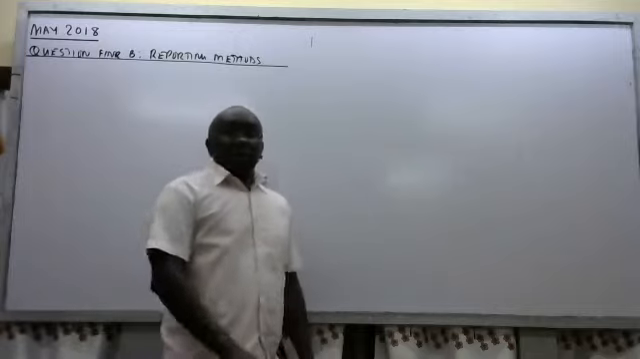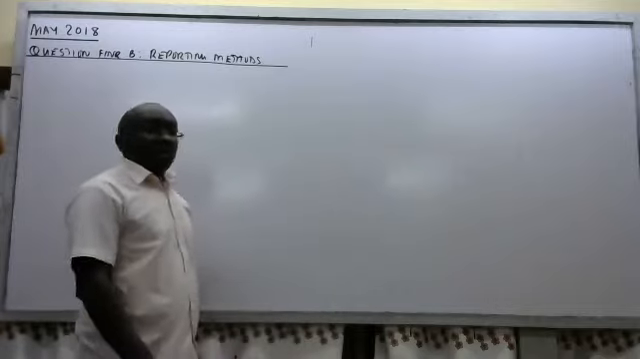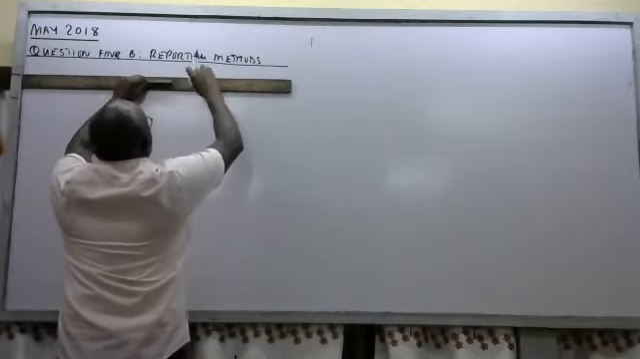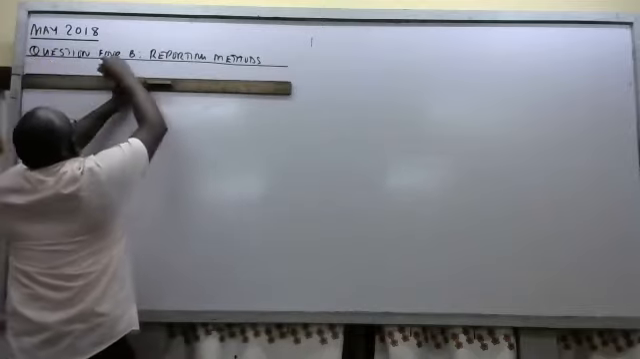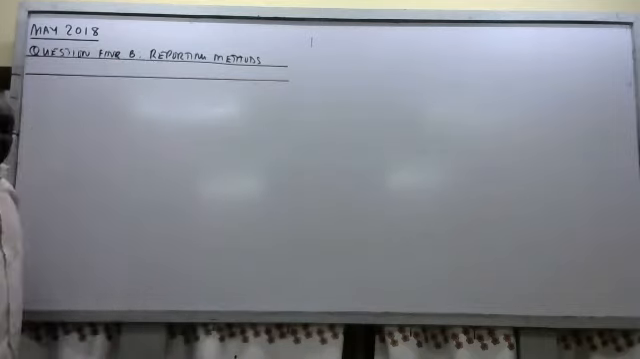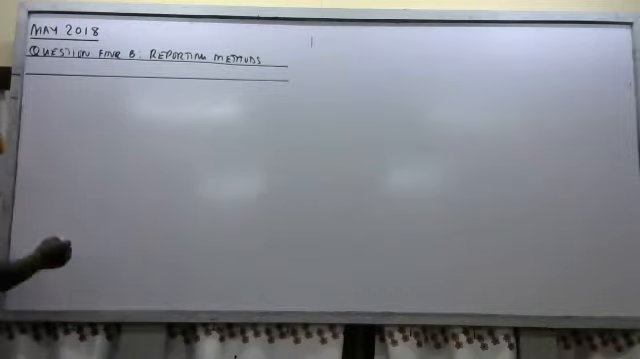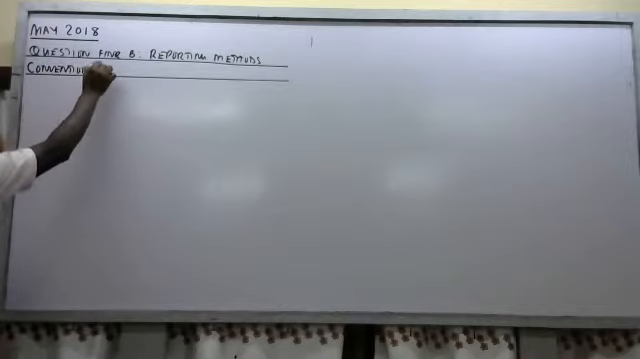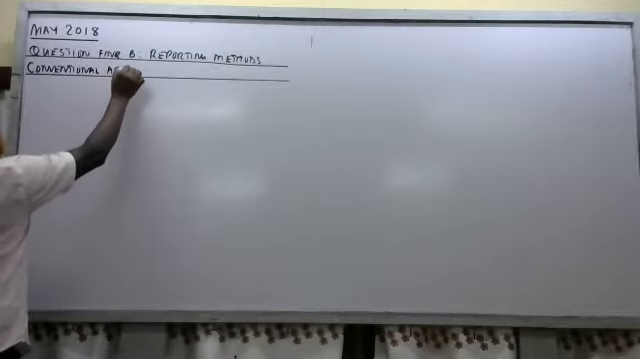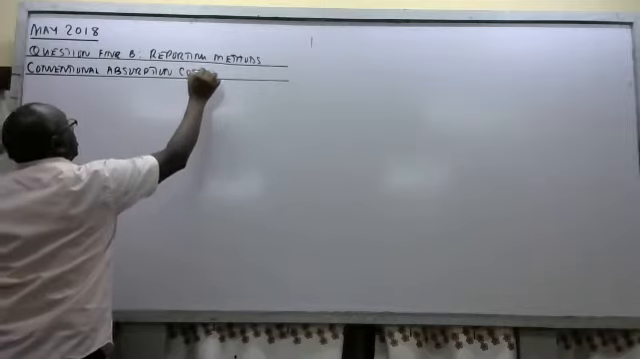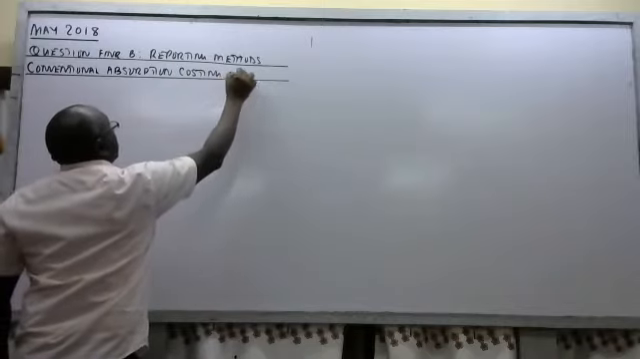Reporting methods. Now, we have the conventional, which captures what we call absorption costing and marginal costing. And then we have what we call activity-based costing. So here we will begin with conventional absorption costing methods.